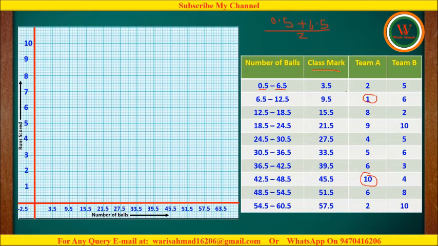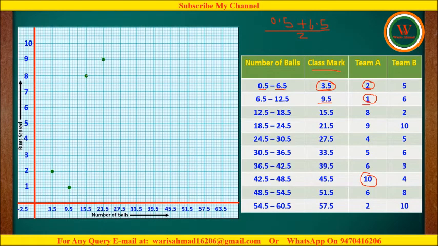Let us consider team A first. Here we are having 3.5 and 2. So on the x-axis we have to search for 3.5, and the runs scored by team A is 2. So the very first point will exist here. On the x-axis we are having 3.5, on the y-axis we are having 2. After that we will take the second one, that is 9.5 and 1. So the second point will exist here. Third one will be 15.5 and 8. The third point will exist here.